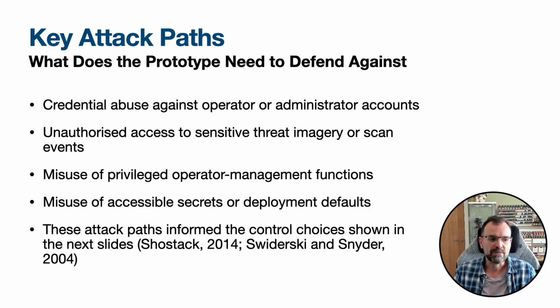Before looking at those controls themselves, it's useful to state the most credible attack paths. The main ones in this prototype are credential abuse, unauthorized access to imagery and scan data, and misuse of privileged administrative functions. Controls in the next slides were selected to reduce realistic attack paths in the architecture rather than being selected in a haphazard manner. You could argue that certain security controls should be in place by default, regardless whether an attack path has actually been identified.